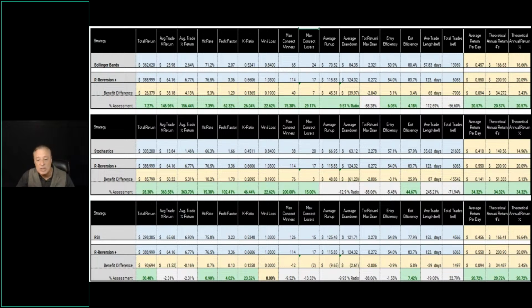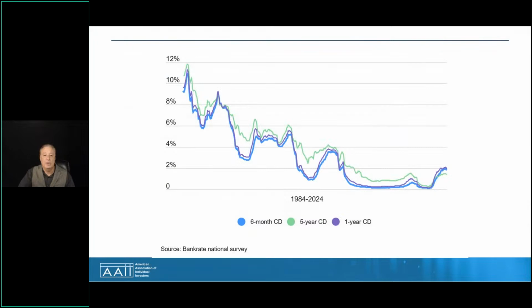As you can see right here, if it's green, it improved essentially all the common performance metrics: hit rates, profit factors, run-ups, and drawdowns. You can see it right here. Average per day returns improved by more than 20% compared to all these indicators, all supporting the position that you have to evolve with the market. Don't get stuck in old approaches.